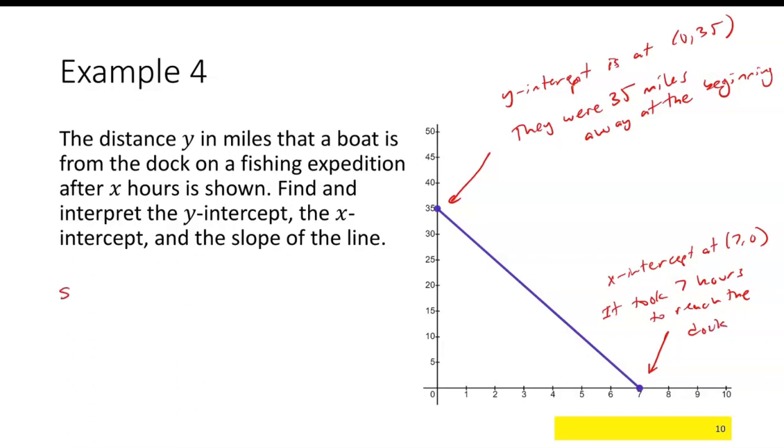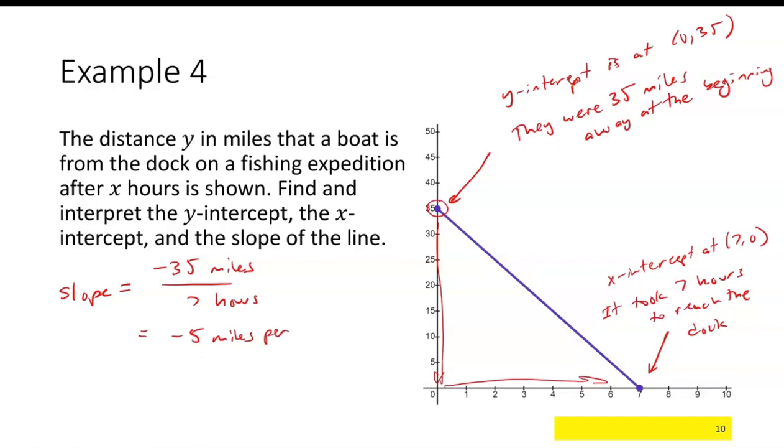As for the slope, remember, slope is rise over run. So if I started at 35, I have to go down 35 and then to the right 7. So I'd be going down 35 miles and then over 7 hours. So that comes out to be -5 miles per hour. And so what that means is that the slope is telling you that the boat is coming towards the dock at 5 miles an hour.